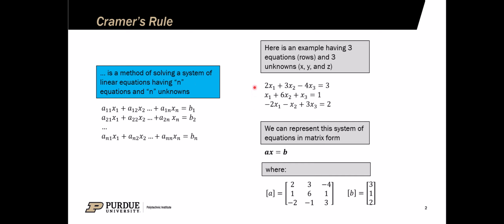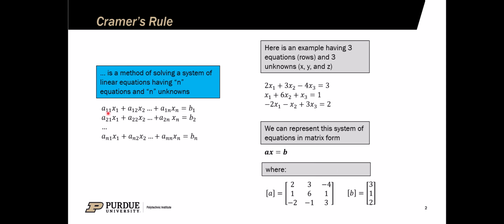And if we write out an example problem here, we've got three equations and three unknowns, x1, x2, and x3. We can represent this system of equations in matrix form. The coefficient matrix A is shown here, 2, 3, minus 4, where we're pulling these coefficients directly down into our matrix A. And the column vector B would be 3, 1, and 2. So A is a matrix, X is a column vector, those are our unknowns, and B, the right-hand side, is also a column vector.